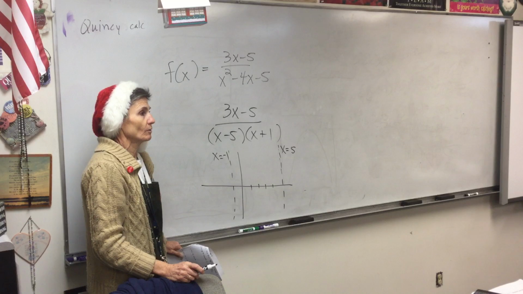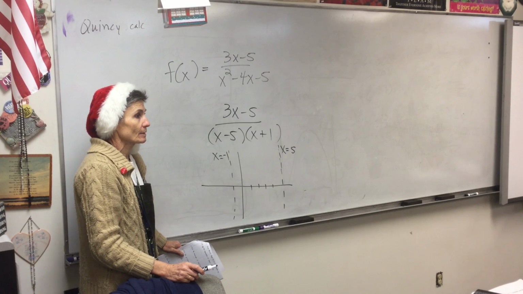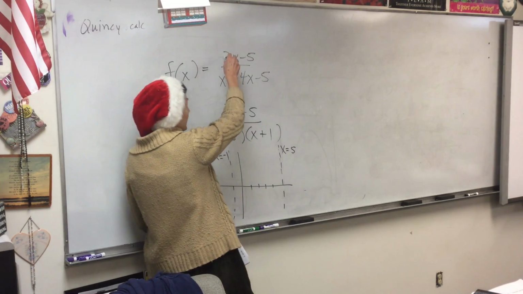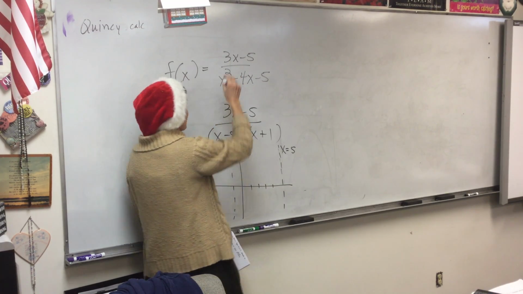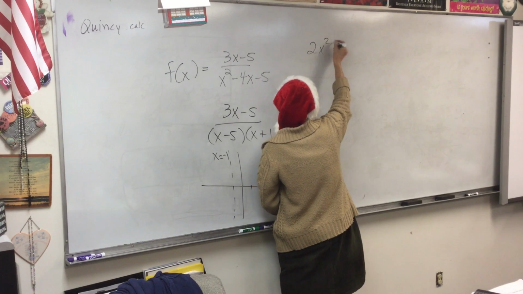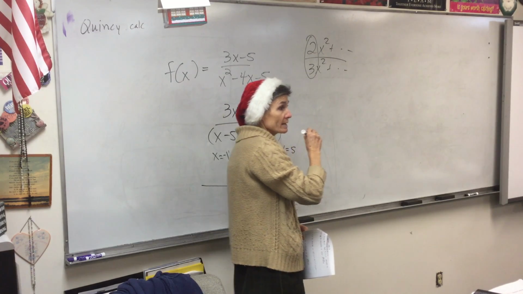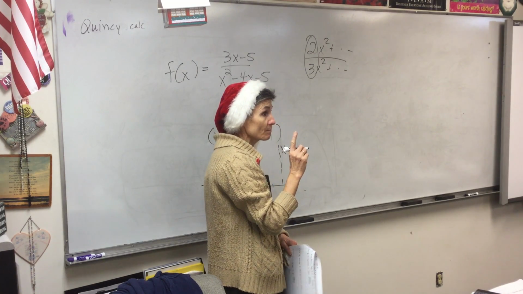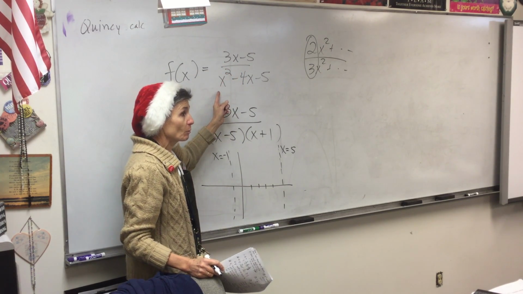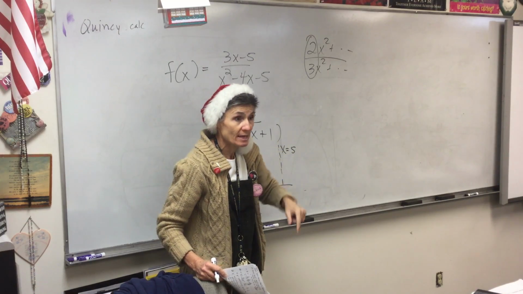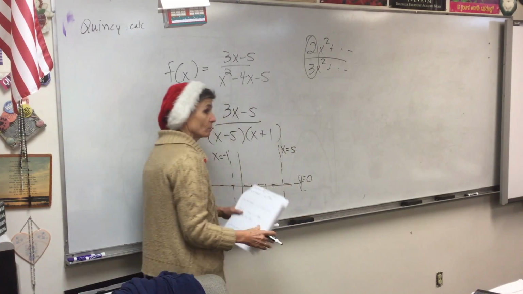Now what about the horizontal? This is a super tricky problem. Where's the horizontal? We look at the x's on top of the x's, and ideally they'll match, so that we would have something like 2x squared over 3x squared, and then the asymptote would be at y equals 2/3. Do you remember that? What happens if they don't match? These don't match. The big one's on the bottom, so the asymptote is at 0. Y equals 0. Your horizontal asymptote is y equals 0.